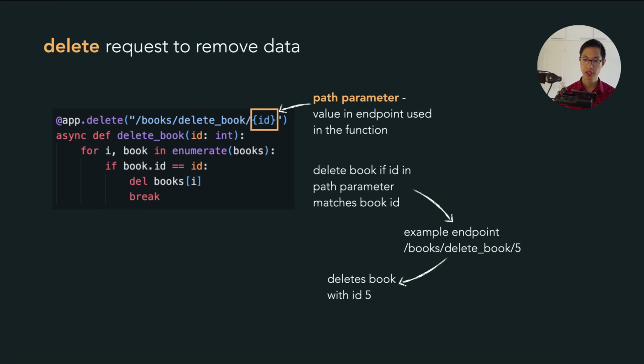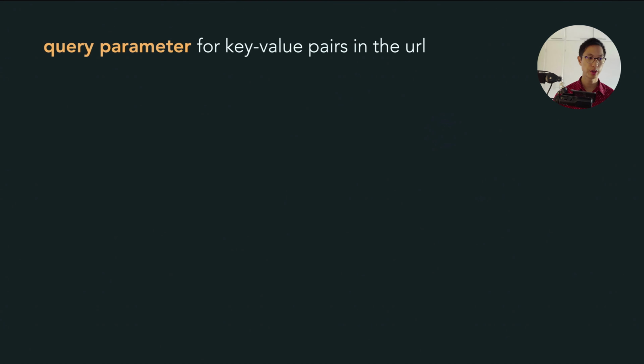Now we're talking about the CRUD operations, and we will talk about path parameters as well. In FastAPI, there's also something called query parameters. We'll look into that. Query parameters are key value pairs in the URL.